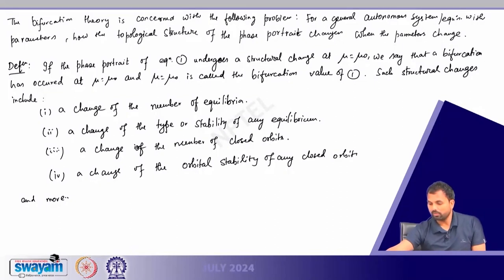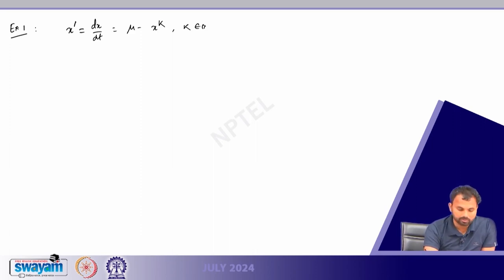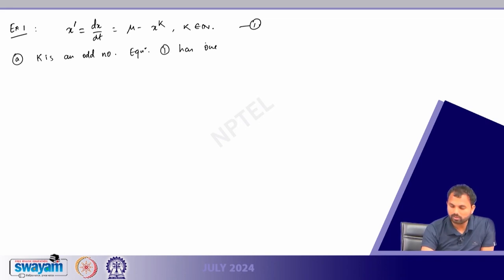So, one example we can look at. Consider this equation. Example 1: x dot, that is dx dt, equals mu minus x to the power k, where k is any natural number. Let us call it equation number 1. So, what happens if k is an odd number? If k is odd, then equation 1 has exactly 1 equilibrium point.